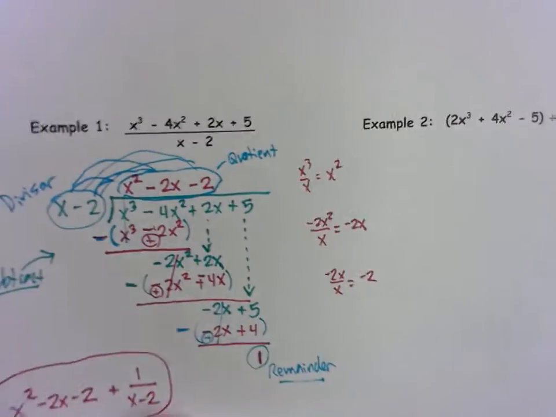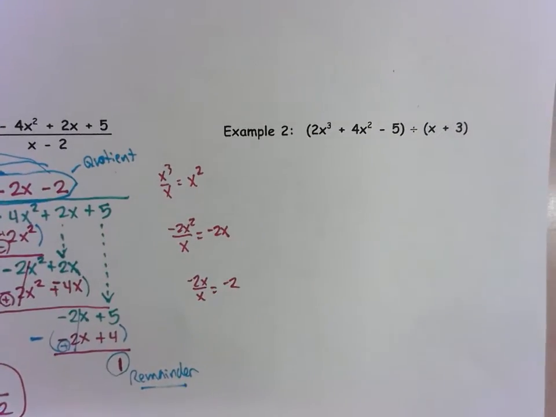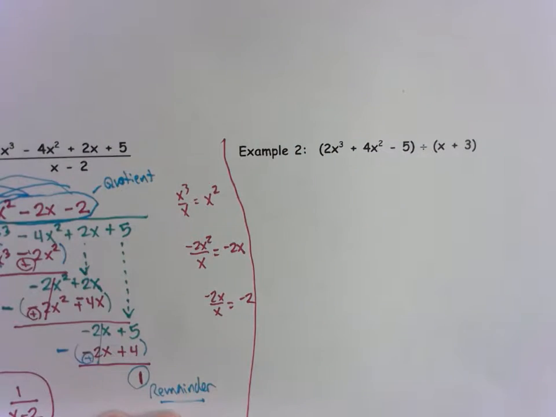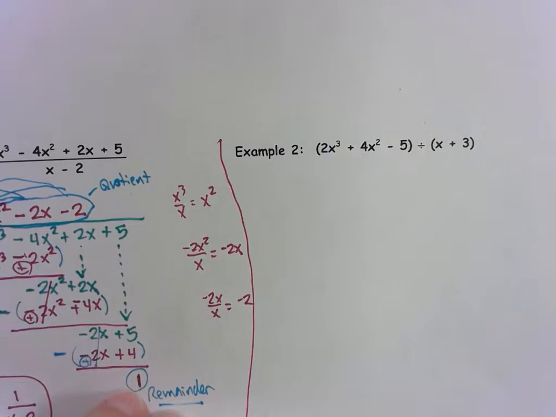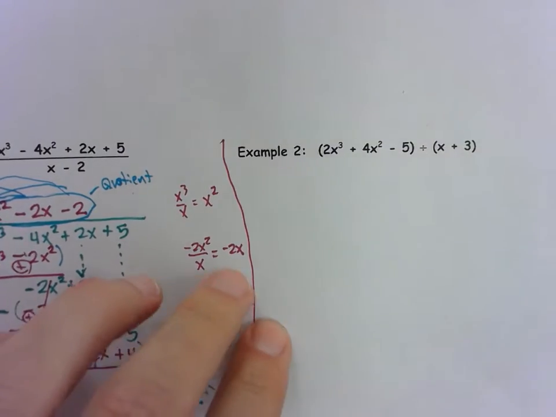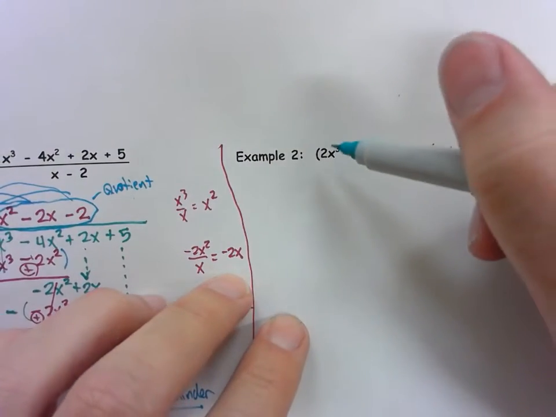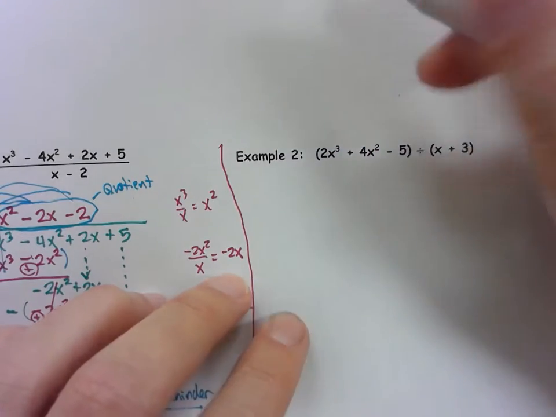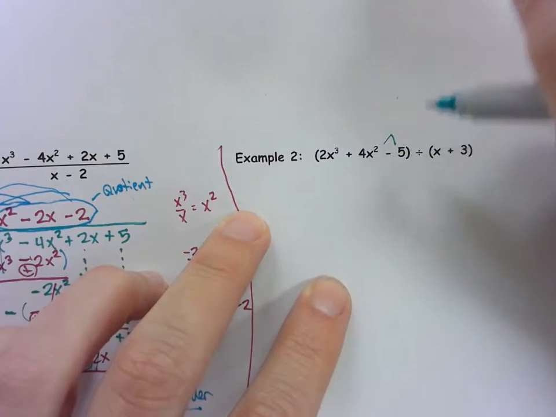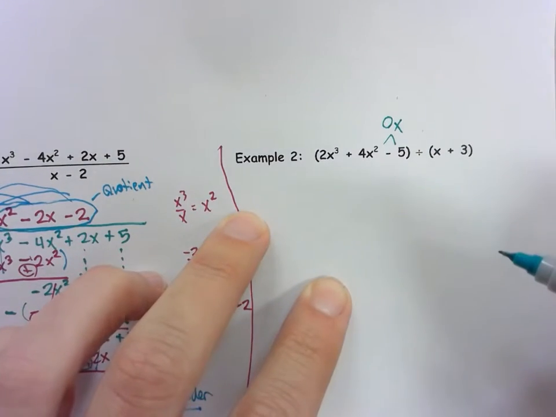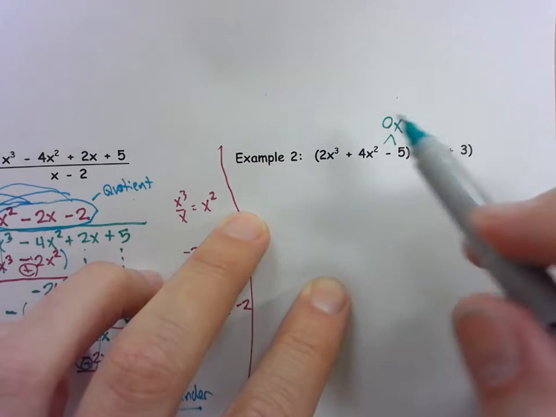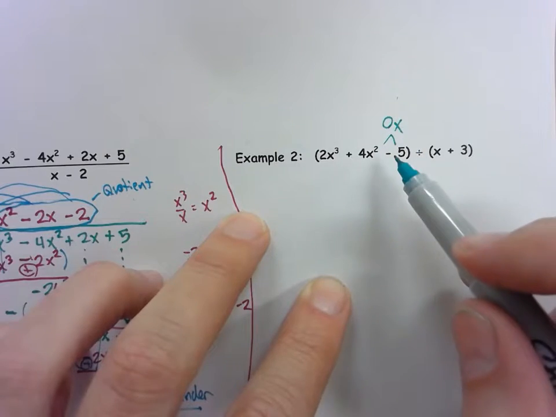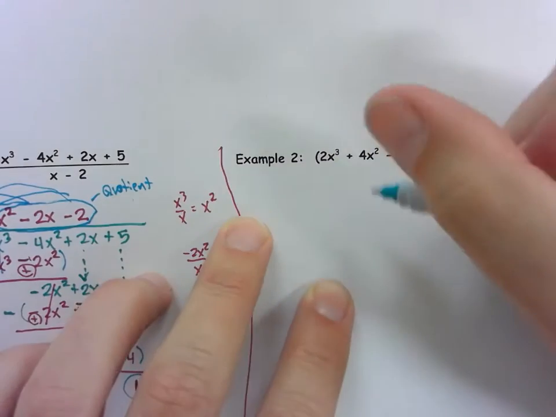Let's look at example 2. Example 2, let's set this one up as well. So we want to write what's underneath the bars, but let's look at our order. We got a 2x cubed plus 4x squared minus 5. Now, if you notice here, this one doesn't have an x. So we say 0 as a coefficient for that x. So we have all of our terms represented. We have a cube, a squared, an x, and a constant. Now we're ready to write it inside the division symbol.